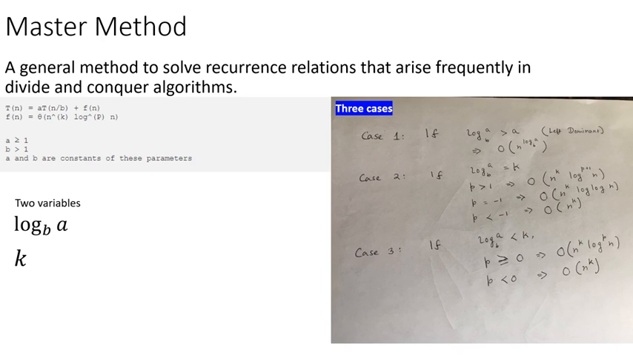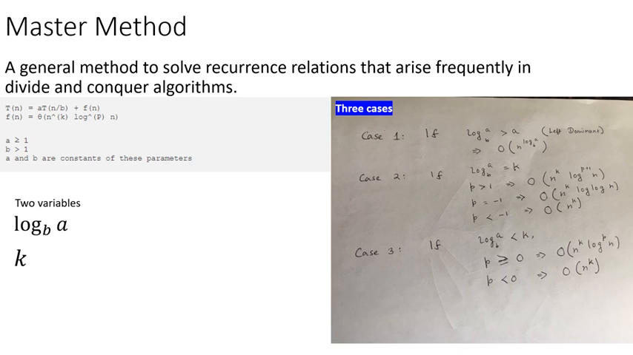According to the master method, there are three cases as illustrated in the right hand side picture. Case one, when log base b of a is greater than k, that means it's left dominant, then we have a complexity of big O of n to the power of log base b of a.